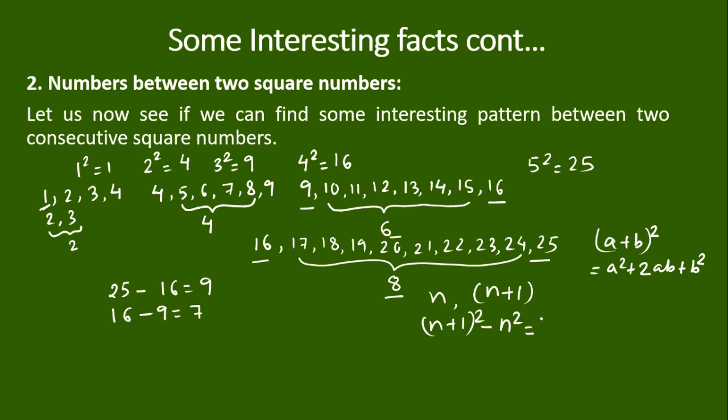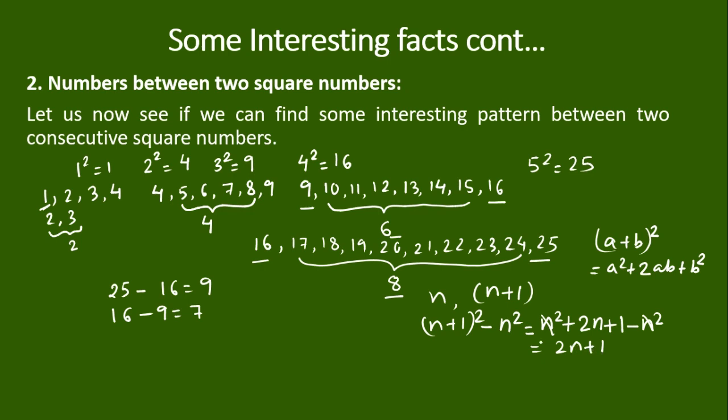So n plus 1 square can be written as n square plus 2, in place of a I will write n, and in place of b I will write 1, so it will be 2n only, plus 1 square will be written as 1, minus n square. Okay, so this n square will cancel out, and I will get it as equal to 2n plus 1. So the difference of n plus 1 whole square and n square is 2n plus 1.